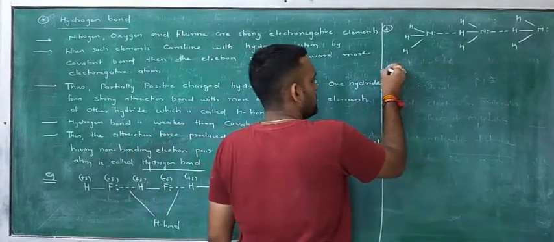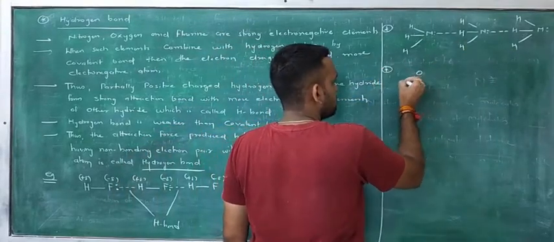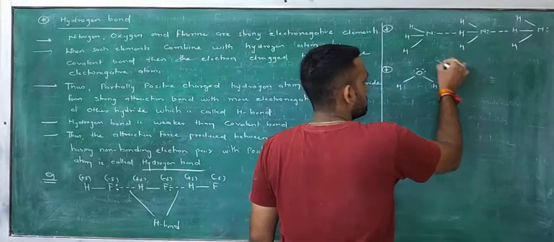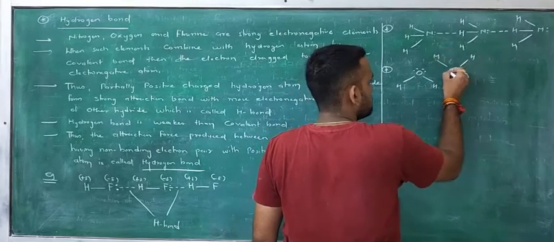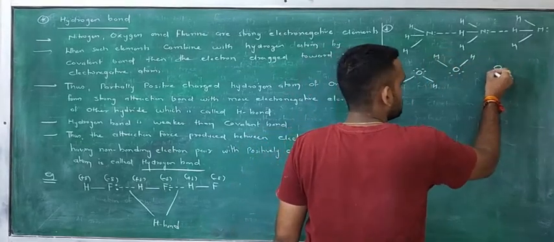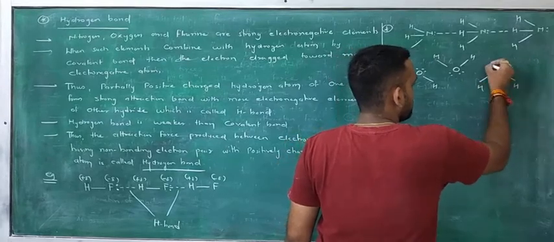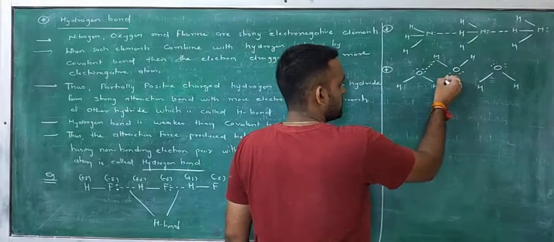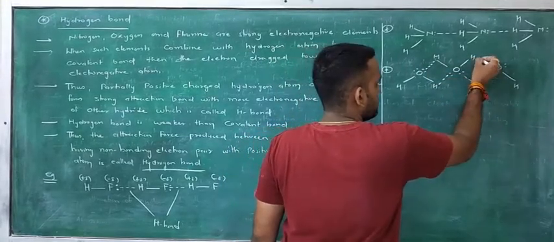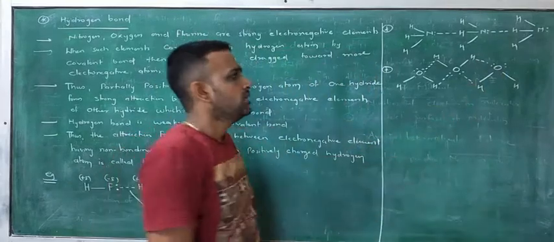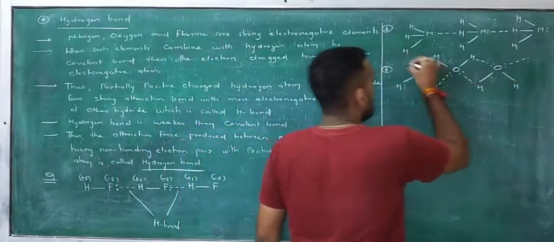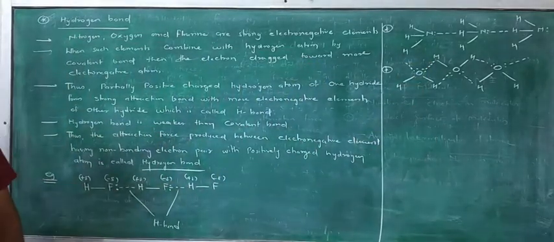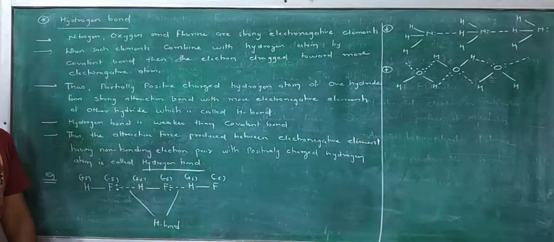Right. Another example, just like water, oxygen is there. Here H, non-bonding electron pair. Here also oxygen, H, non-bonding electron pair. Here oxygen, H, non-bonding electron pair. See here there is attraction between these two. Here also attraction, here also attraction, and here also attraction. So whatever bond it can form, that bond is said to be the hydrogen bond. Is it clear?